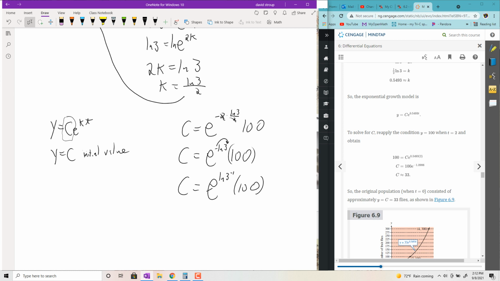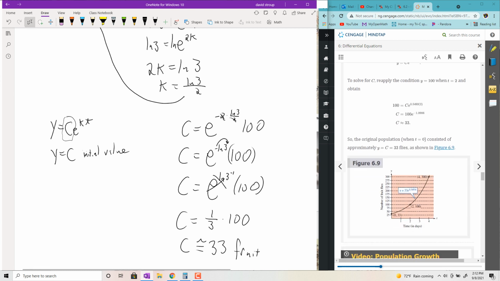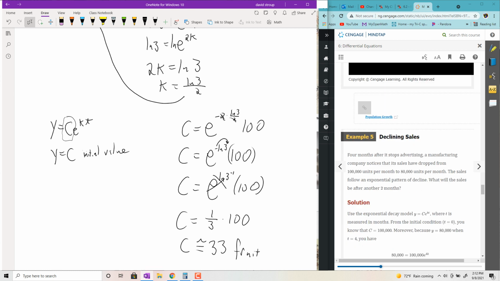And then cancellation laws for inverse functions. C equals 3 to the -1, which is the same as 1/3 times 100. And that seems like the same answer they got. So C is approximately 33. 100 divided by 3 is 33.33 repeating. So yeah, about 33 fruit flies. So there's more than one way to skin a cat, so to speak.